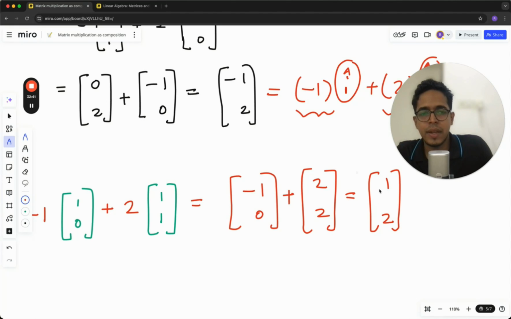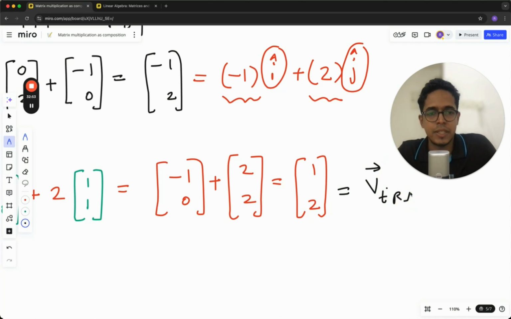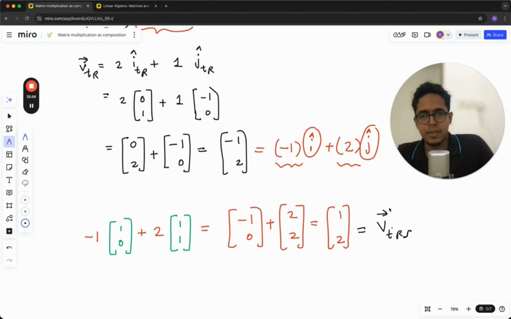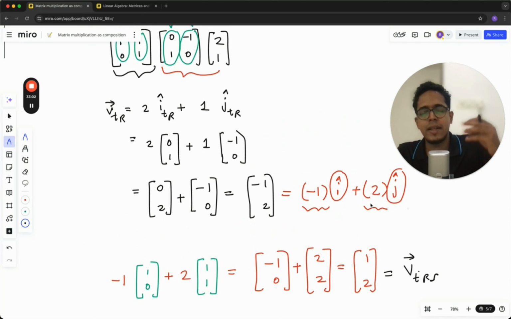And as a result, we have the final vector, VTRS. This is the final vector after T for transformation, R for rotation, and S for shear, after rotation and shear transformation. So this is how you can actually visualize composite linear transformation in terms of what happens to the starting unit vector. So the starting unit vector undergoes 2 transformations.